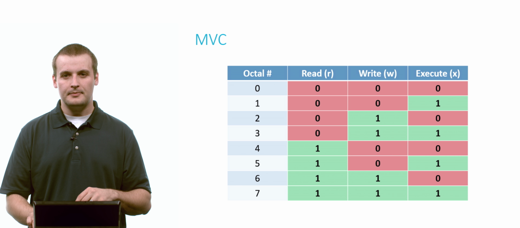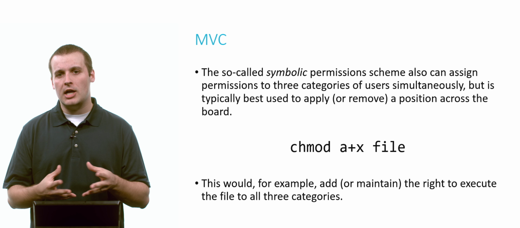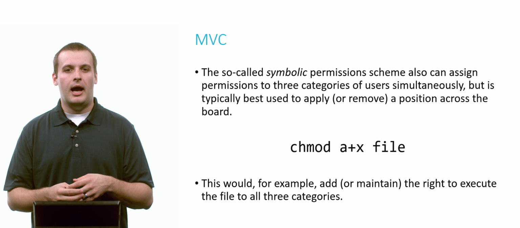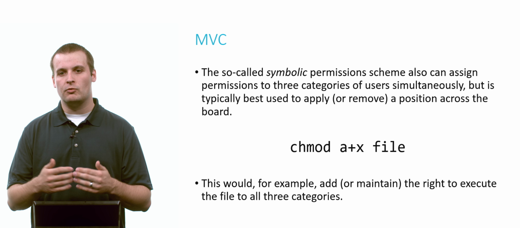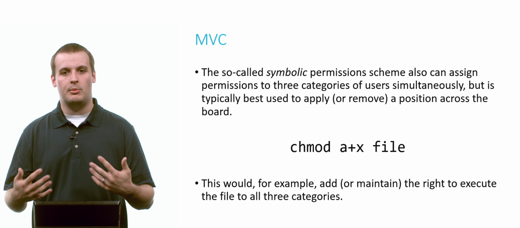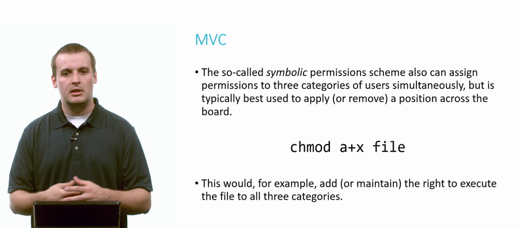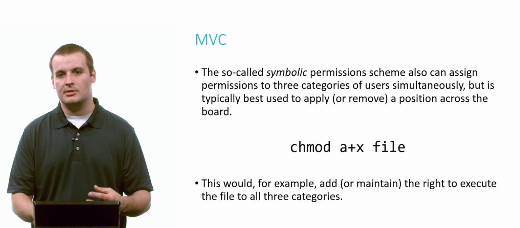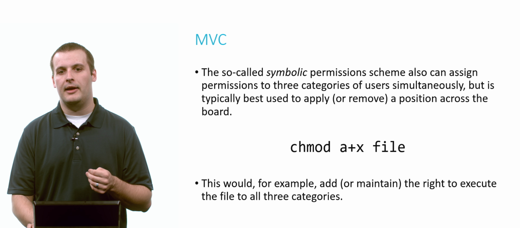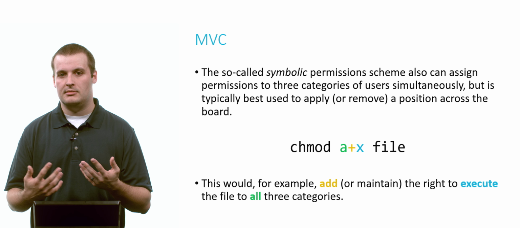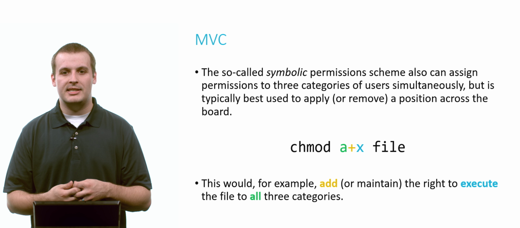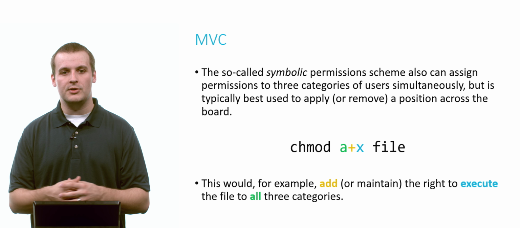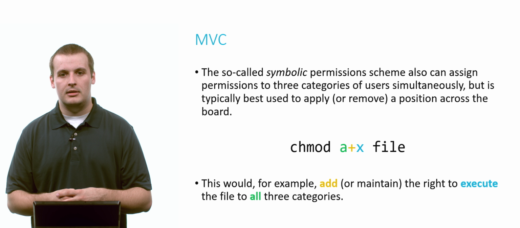So that's pretty cool. So besides the octal permission scheme, there's also the symbolic permission scheme, which is slightly different and usually is used best to apply or remove a permission across the board. So chmod a+x file might add the right to execute to all 3 categories of users, yourself, your group, and the world. That plus is the adding part. The right to execute, that's the x. And the fact that it applies to all 3 groups of users would be the a.